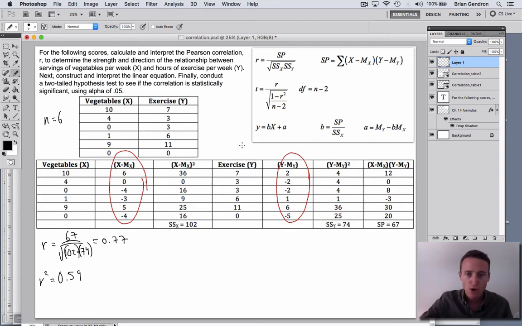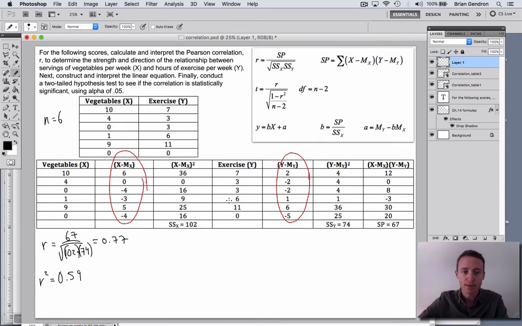To do that, we need to construct this linear equation, which you probably remember from back in algebra. B, in this case, is the slope of the line. It tells you how much Y changes for every point of change in X. And then A is our Y-intercept. It tells us what Y equals when X is 0. All right, so we need to figure out what B and A are, and here are your formulas.